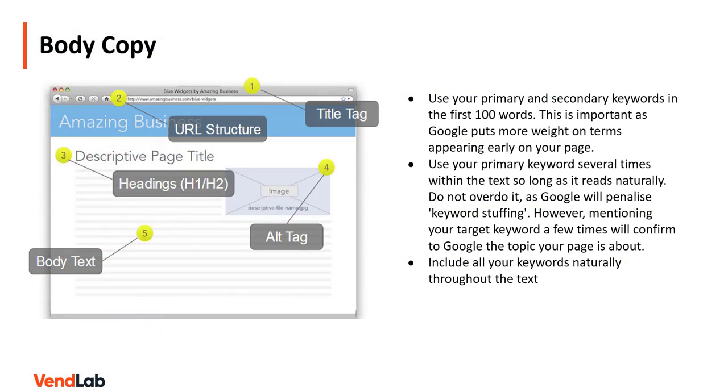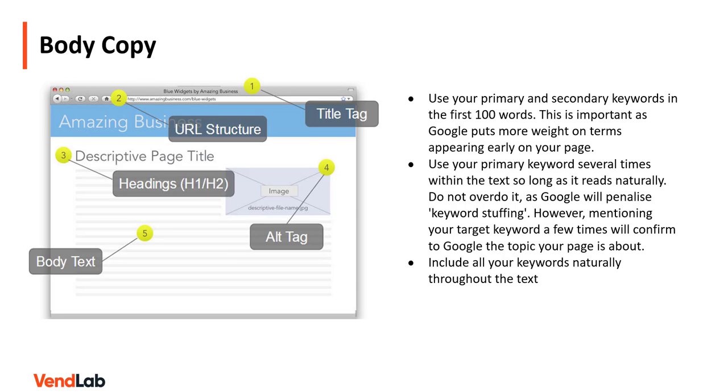Body content refers to the main text on the page, that is, the content between the headings, namely paragraphs, lists, etc. This text must be well written, engaging, informative, and grammatical. Remember, you should write for the user and not for the search engine. Remember to put your primary and secondary keywords in the first 100 words. This is important as Google puts more weight on terms appearing early on the page.